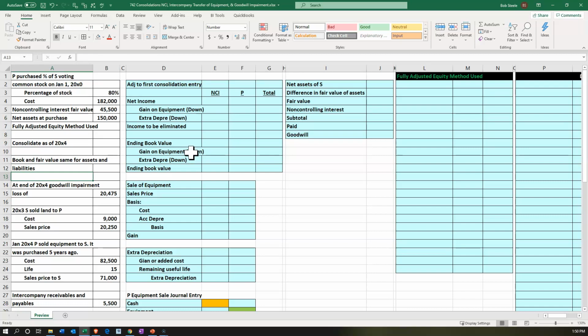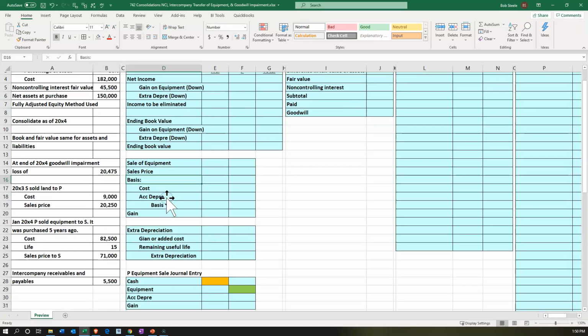The book and fair values are the same for assets and the liabilities at the point in time of purchase. Therefore, we will not have to revalue the assets and the liabilities. So that'll make it a little bit easier here.